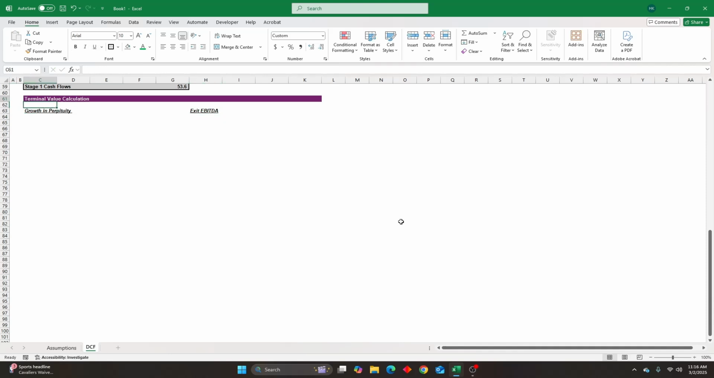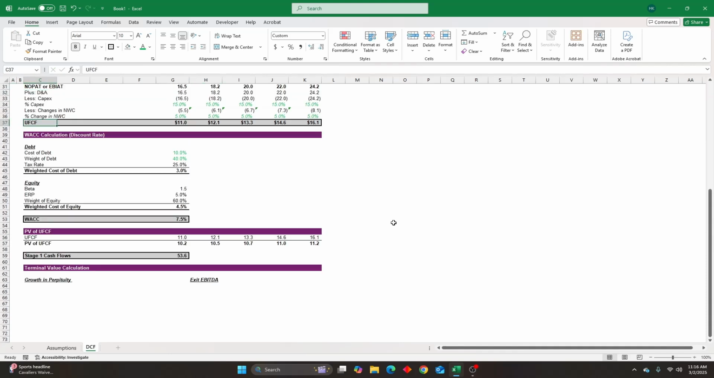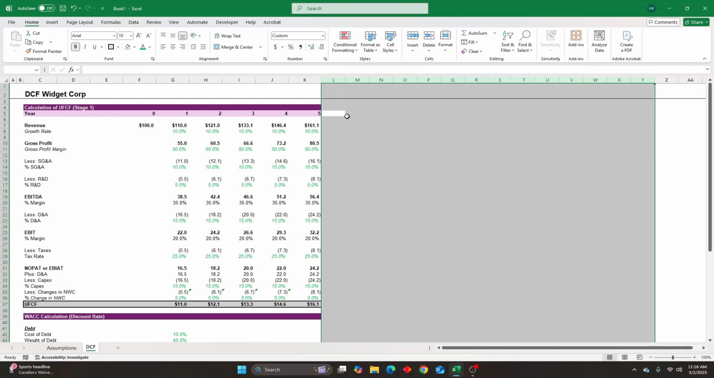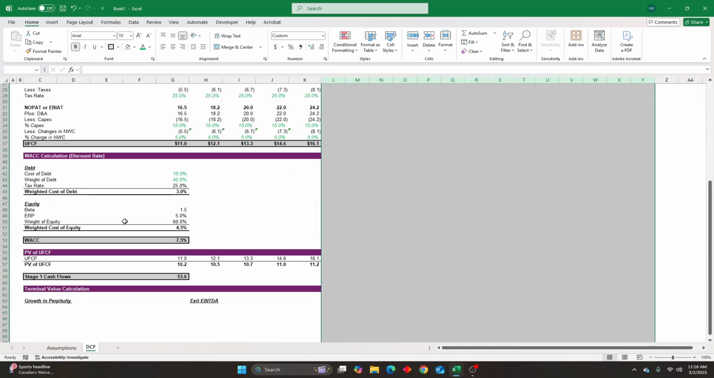So the way the growth in perpetuity works, let me backtrack really quick. Just to remind everybody, our terminal value calculation is calculating the value of our company in perpetuity, in eternity, beyond this projection period. So what is the value of the company for everything after these 5 years that we've calculated out? And so there's two ways to do it.